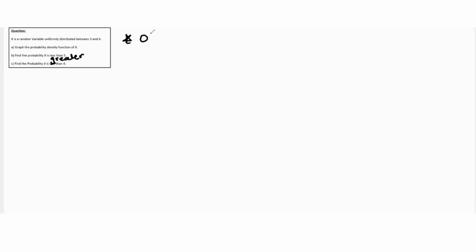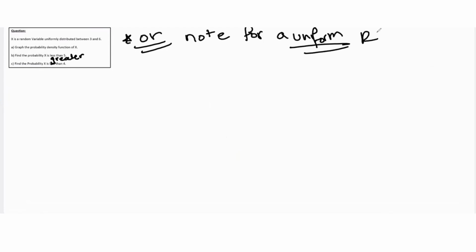Another way to do part B is to use a property of uniform random variables. Let's look at what property I'm talking about. Note for a uniform random variable X.